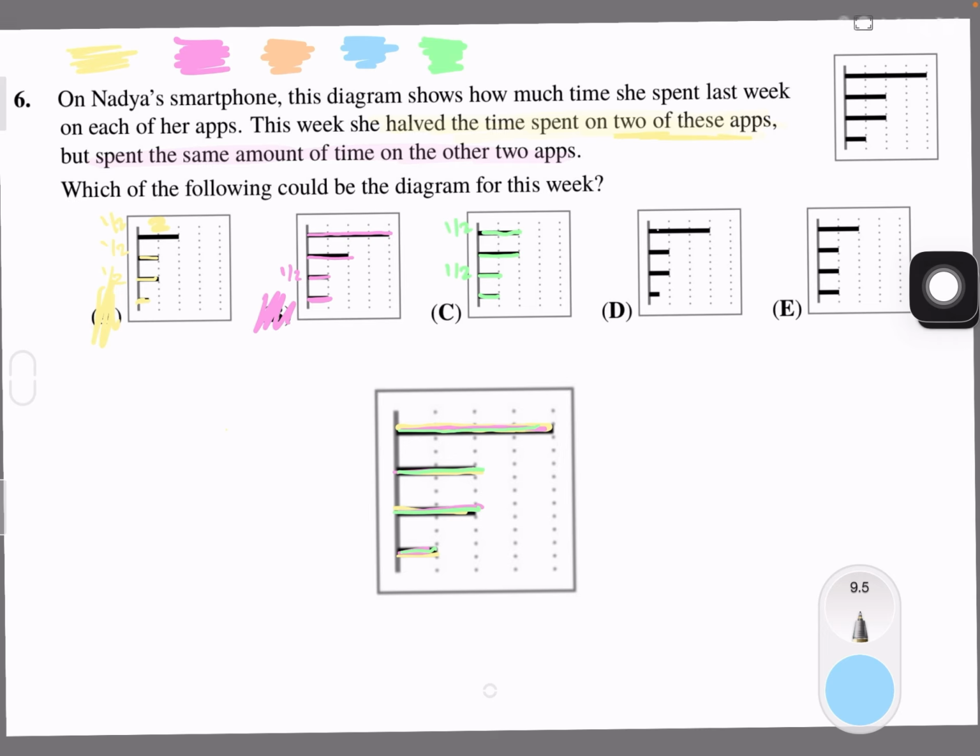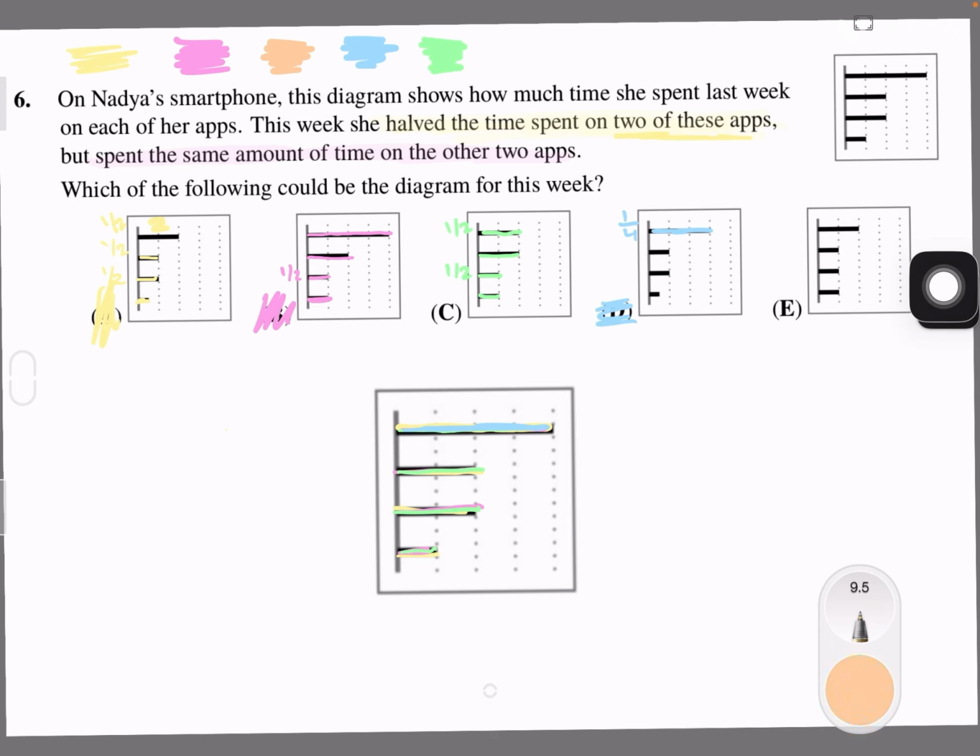So for D, we see 4 goes to 3. So here it's been decreased by 1/4, and she either halves it or it stays the same, and she's never decreased it by 1/4. So we automatically know D can't be the answer.